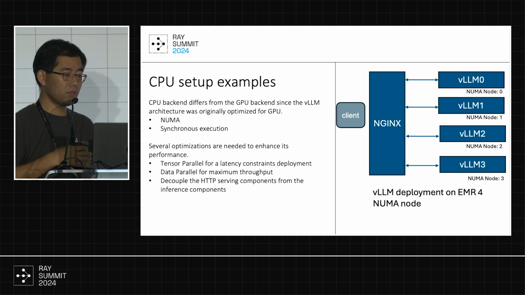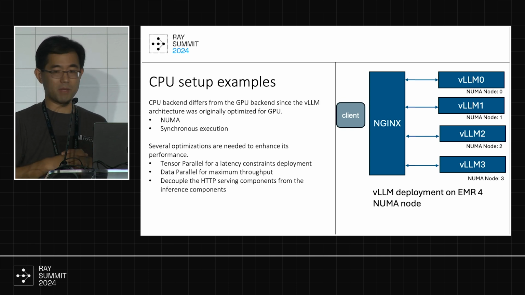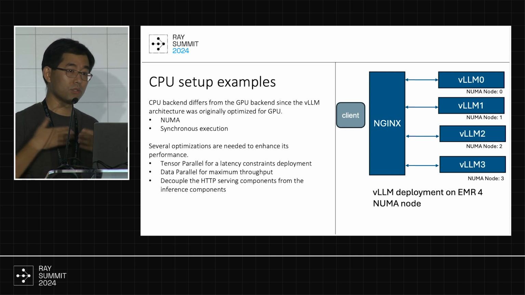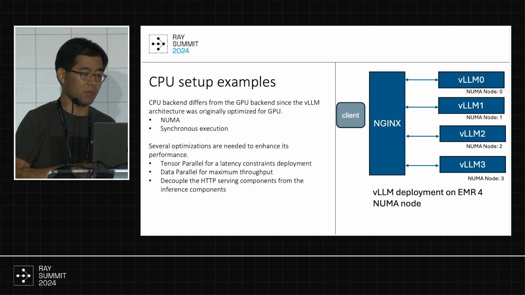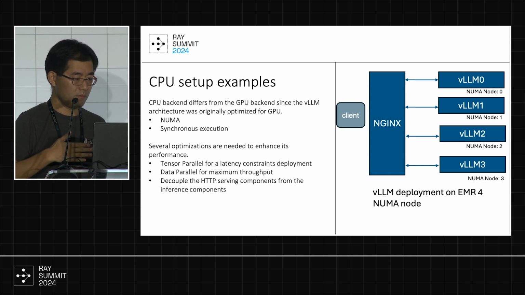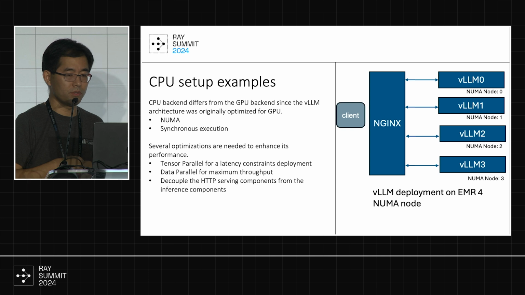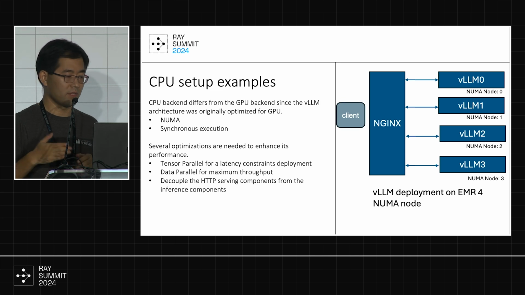If you want to reduce latency for latency-constrained deployment, especially for large models, you need to do tensor parallelization. But in general, if you want to maximize throughput, you do data parallelization. Then there's an HTTP serving component that is decoupled from the inference components. This was one of the recent features, and we also need to do it properly for the CPU.